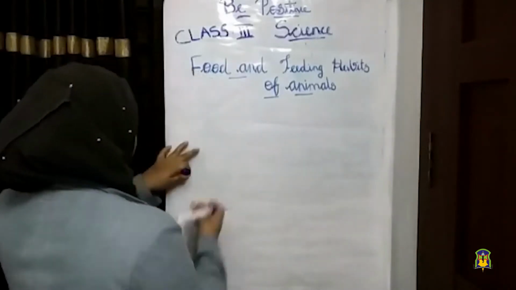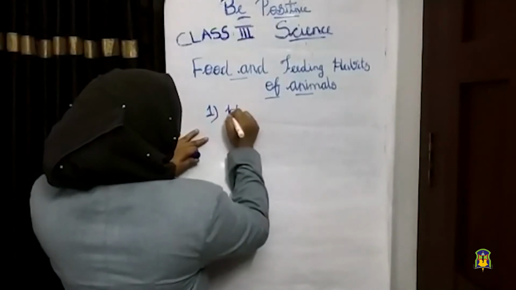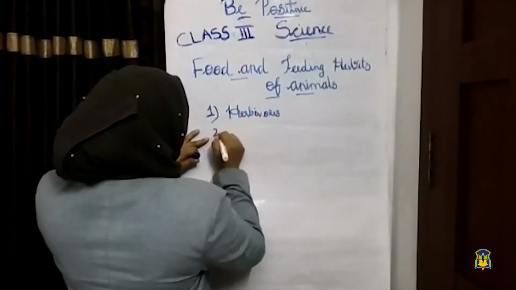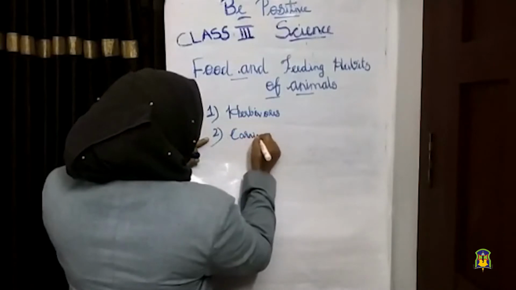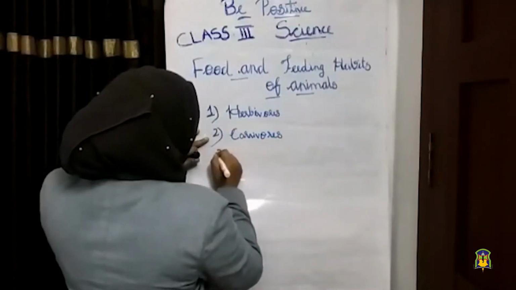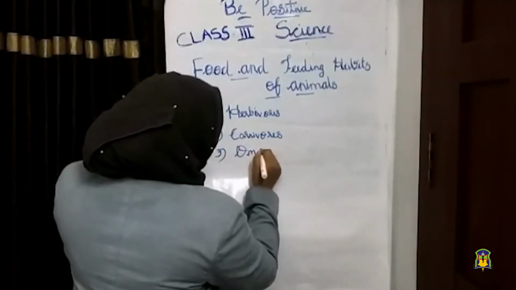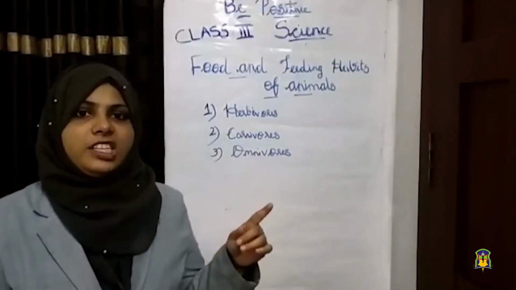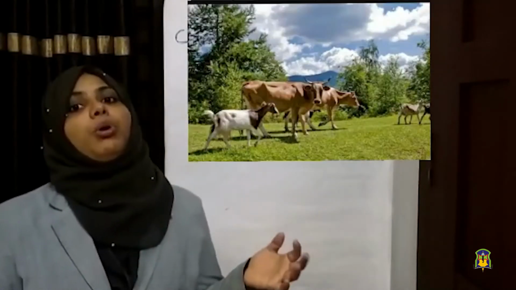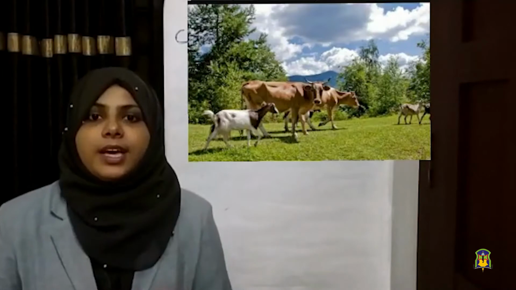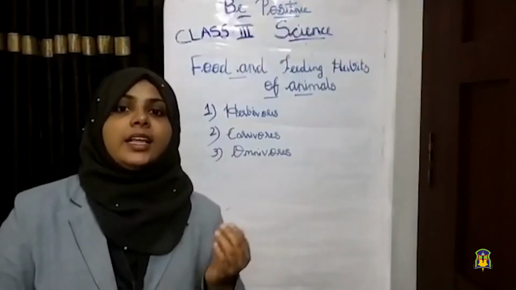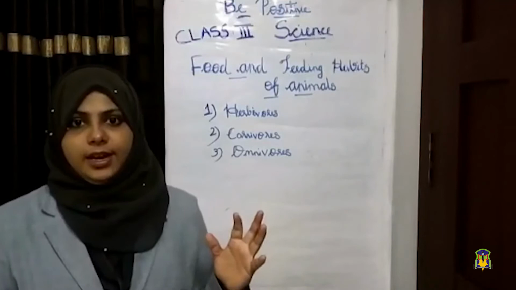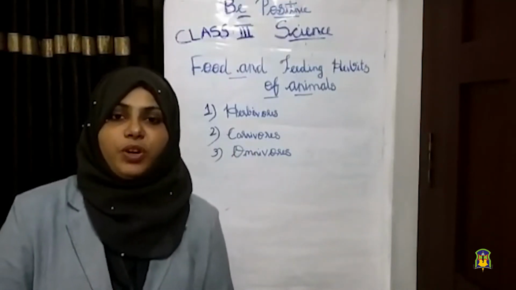Based on the food habit, the animals are classified into three. Which are they? You might have studied it in the lower classes, isn't it? Yes. The animals are classified as herbivores, carnivores and omnivores. Herbivores, carnivores and omnivores. Can you see this picture?